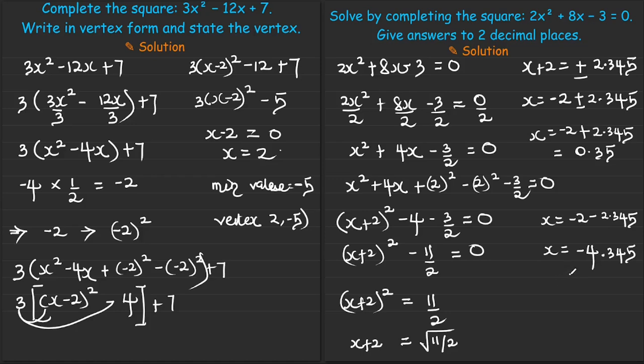So this is to say our x, this is our approximation. So our x is approximately 0.35, or x is simply what? Negative 4.35. And these are all to 2 decimal places.